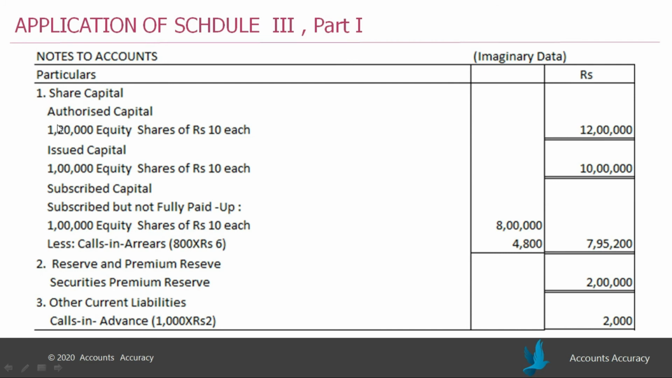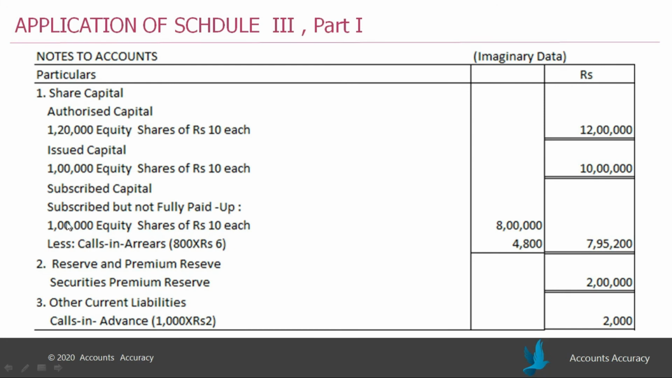There you will just write share capital, authorized capital, that is given 1,20,000 equity shares of rupees 10 each, that will come 12 lakh. Again, issued capital you will have to write, that is 1 lakh equity shares of rupees 10 each, that you will write 10 lakh. Then you will write subscribed capital. In subscribed capital you will calculate the amount by writing subscribed but not fully paid up.